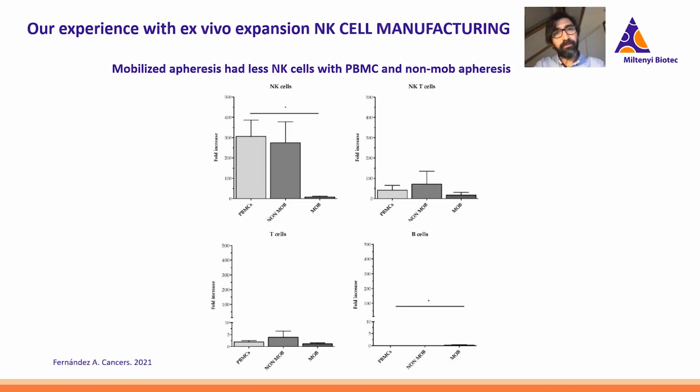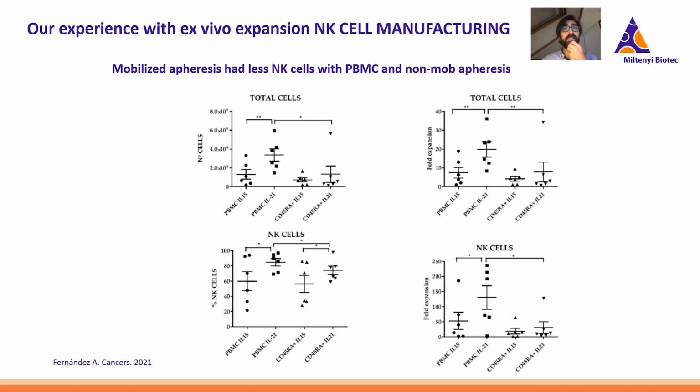An important topic: we used different sorts of starting material, peripheral apheresis, but we also used mobilized apheresis. When we used mobilized apheresis, we observed that at the beginning they have fewer NK cells than non-mobilized apheresis. This is an important point. After expansion, when we used PBMCs as starting cells, the expansion with IL-21 was higher than with IL-15 cell lines.